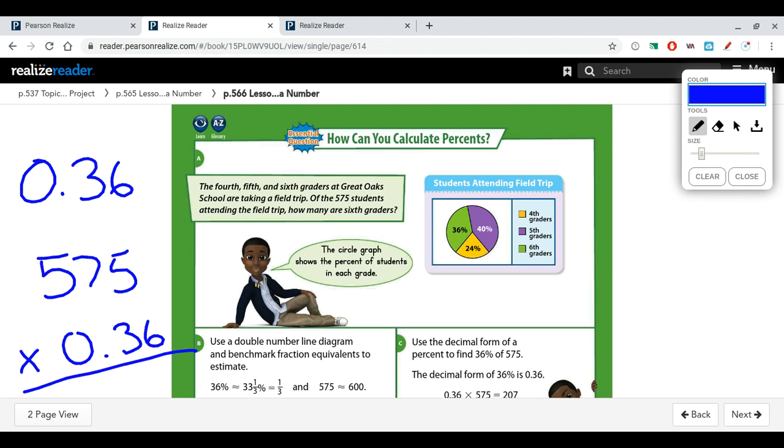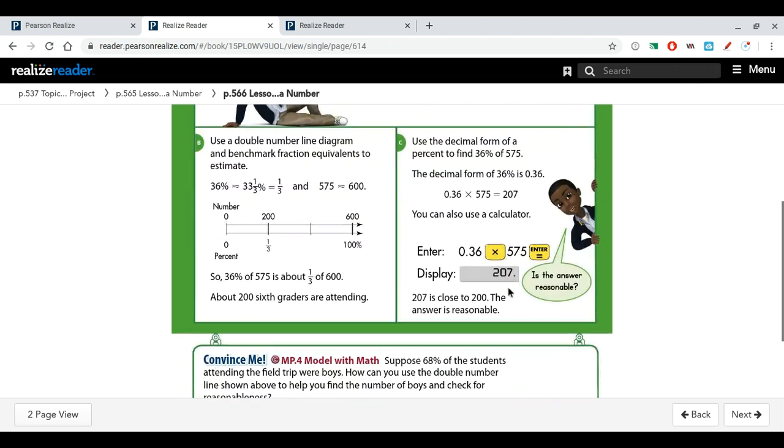I will let you use a calculator today because I'm not assessing your fluency with the algorithm. I'm assessing, can you find the percent of a number? And so my answer here is going to be 207. If you look at the calculator, you will enter in 0.36, multiply that by 575, and then it will give me my answer.